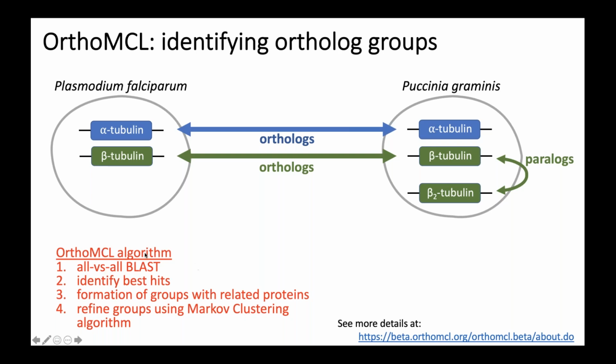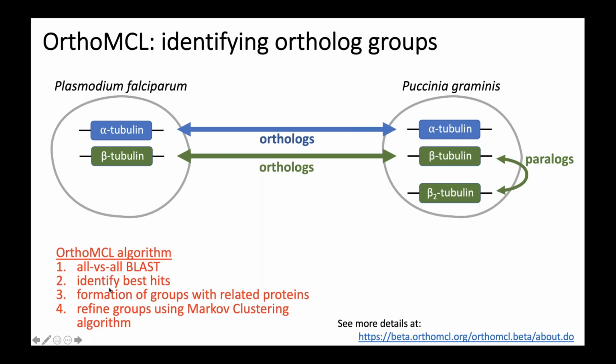Many ortholog prediction algorithms, and there are many out there, use an all versus all BLAST. That's basically taking each protein and BLASTing it against every other protein and getting all the scores, not only between species, but also within the same species. And then we identify the best hits, which get to orthology and identify paralogs, and I'll show you that.